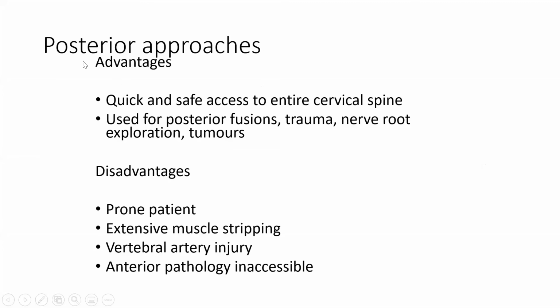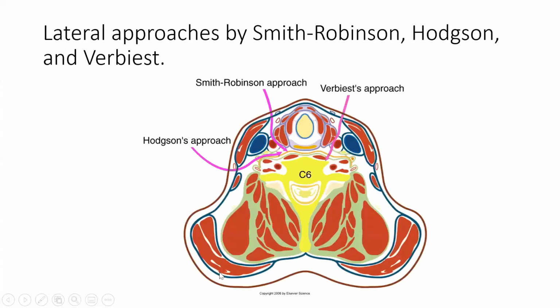The posterior approaches are fairly safe. There's not much to damage except meat. The problems: you have to prone the patient. You do damage the muscles quite a lot. You can damage a vertebral artery. And obviously with anterior pathology, you can't get to it.